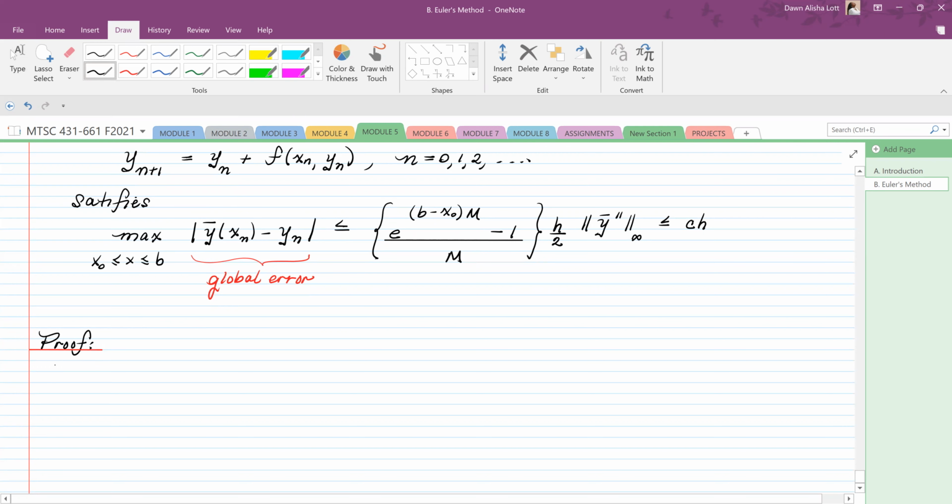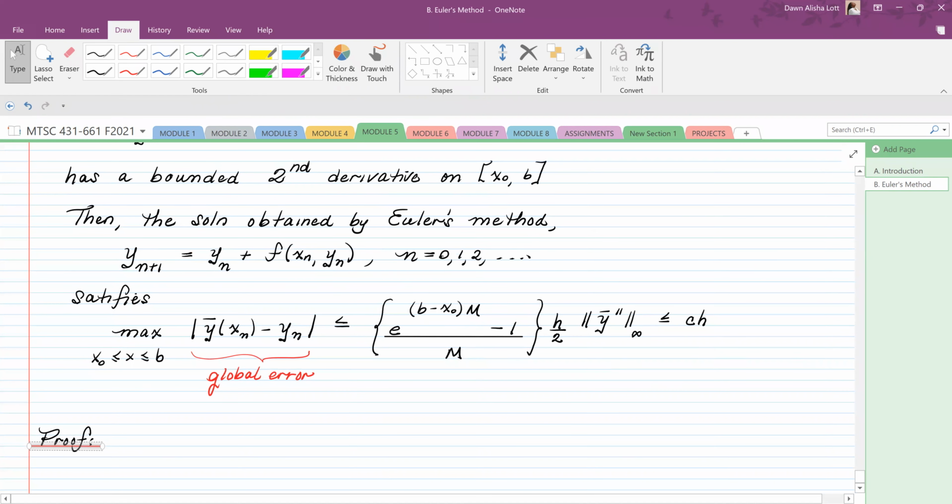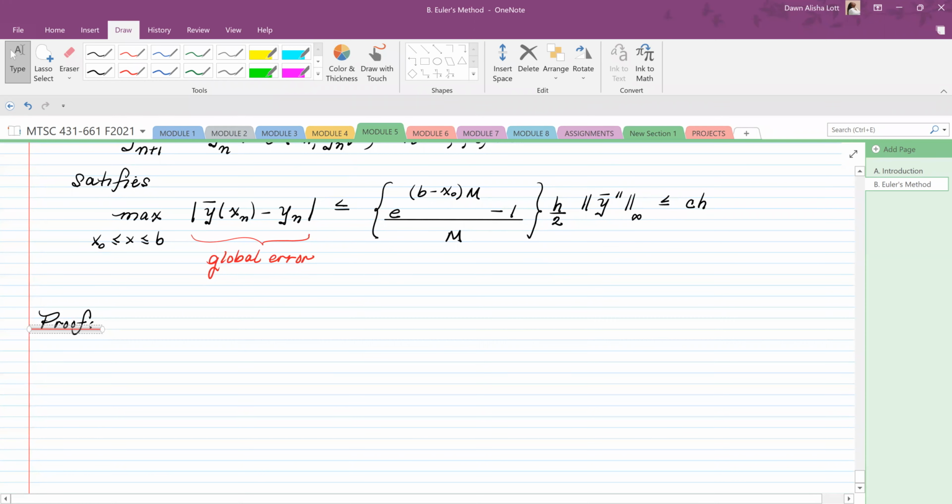Okay, so Y bar, as we know, is the analytic solution of the problem at a particular time step. And Yn is the actual solution to the problem at the particular time step. Y bar is the analytic solution and Y is the approximated solution. All right, so Y bar at X plus H is equal to Y bar at X.